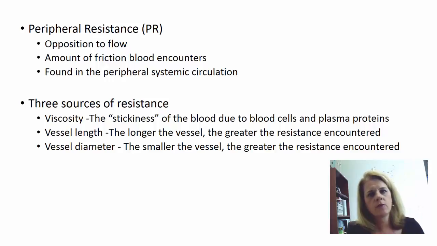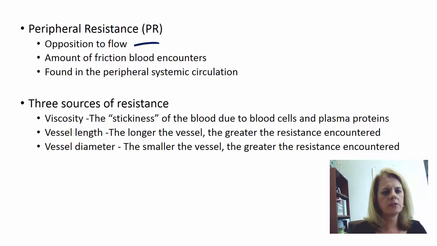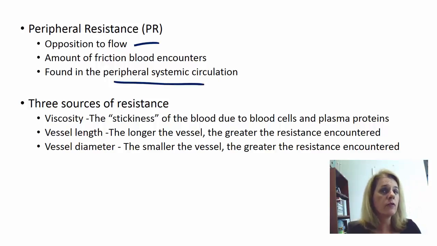So what is peripheral resistance? Resistance is opposition, so this is opposition to flow. Think about it as friction, how much friction the blood encounters. This occurs in the peripheral systemic circulation. As the arteries get smaller and smaller, the more peripheral they are, this is where they're going to encounter the most resistance.